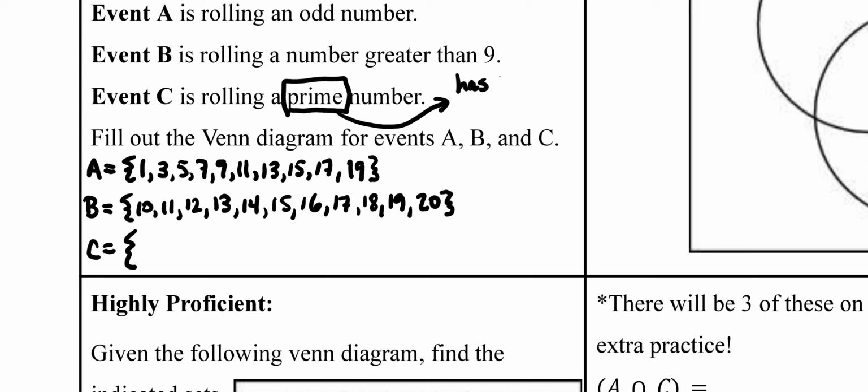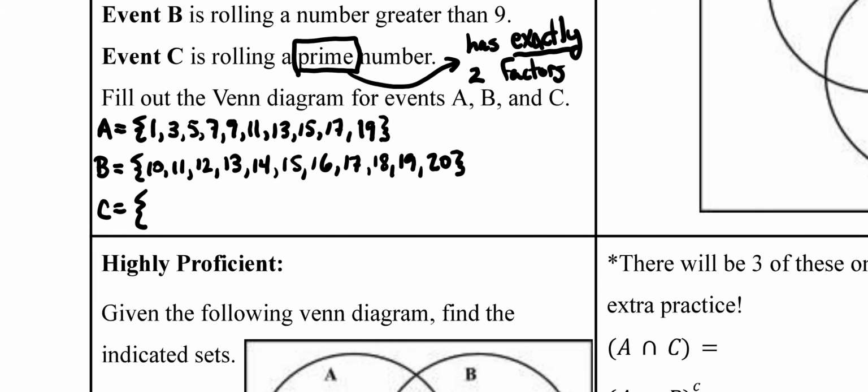has exactly, no more, no less, exactly 2 factors. And so 1 is not included because 1 is not prime. The first and only even prime number is 2. And then we go to 3, 5, 7, not 9, because 9 is divisible by 3. It has 3 factors.